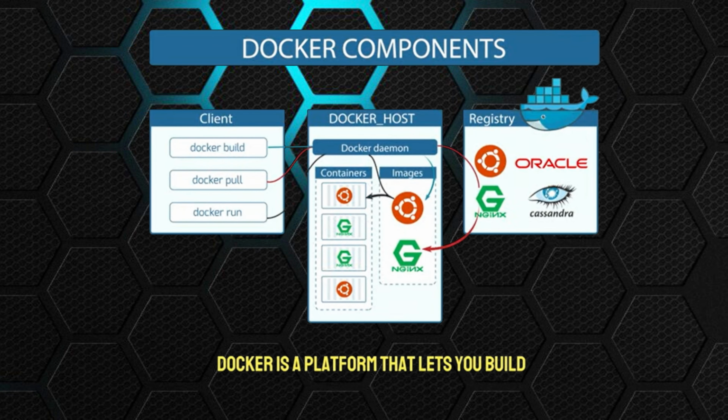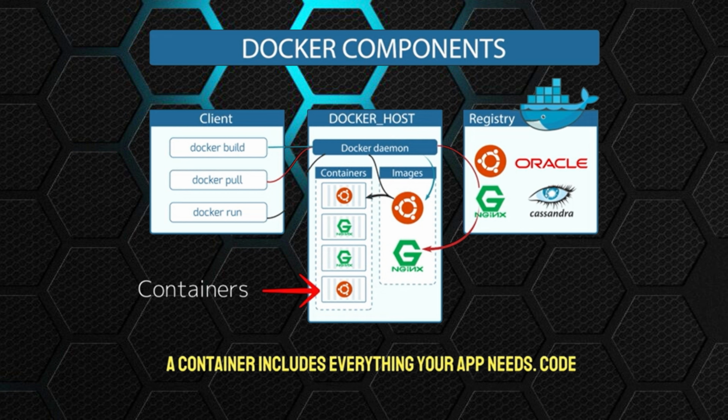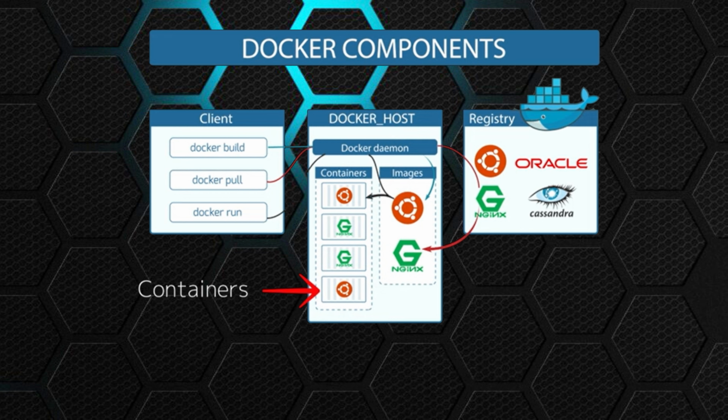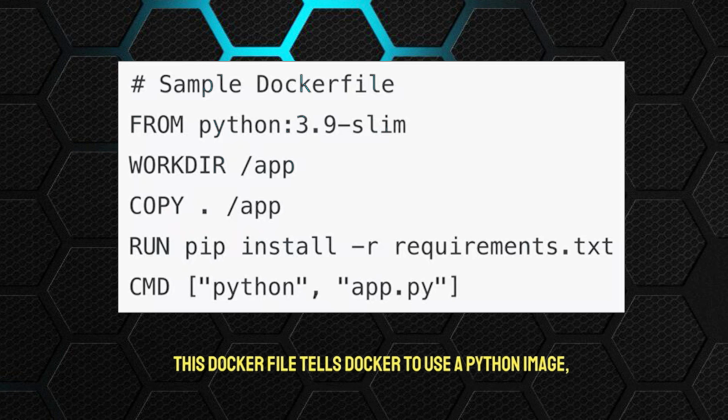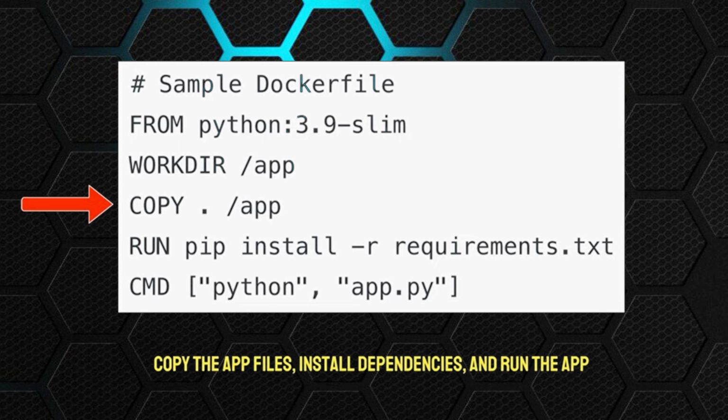Docker is a platform that lets you build, package, and distribute applications in isolated environments called containers. A container includes everything your app needs: code, runtime, libraries, and dependencies. Think of it like creating a portable, lightweight virtual machine, but without the overhead. This Dockerfile tells Docker to use a Python image, set up a working directory, copy the app files, install dependencies, and run the app.